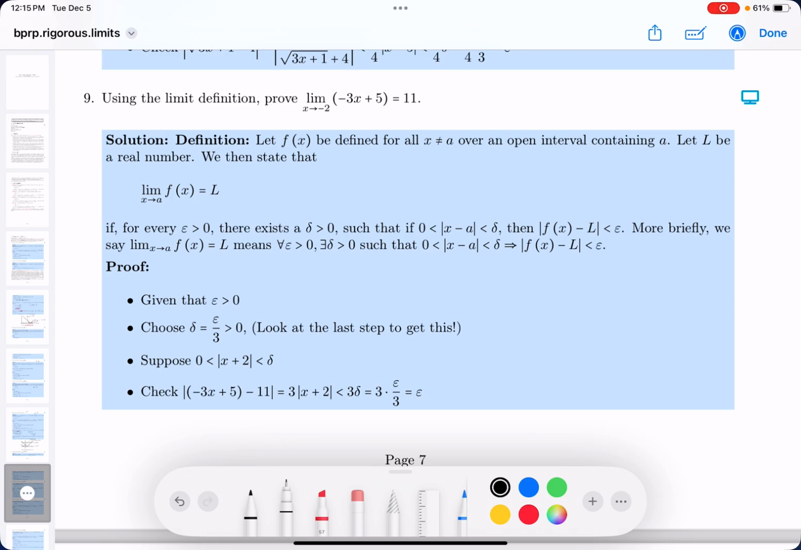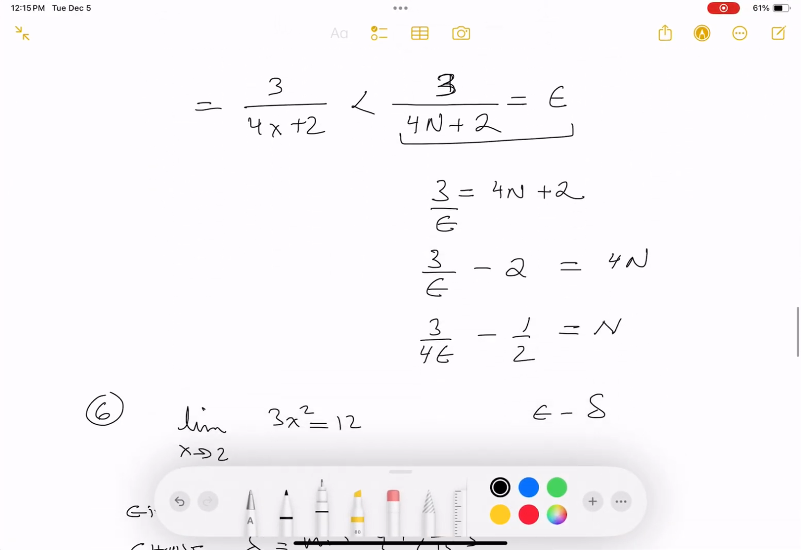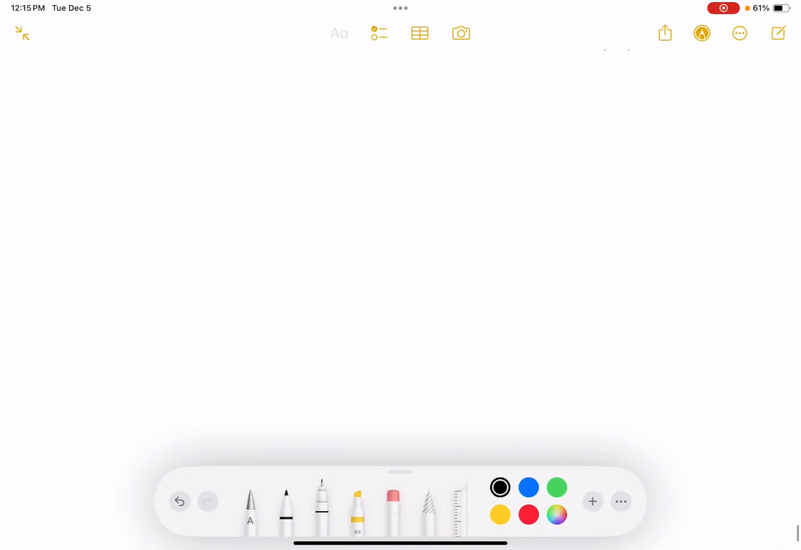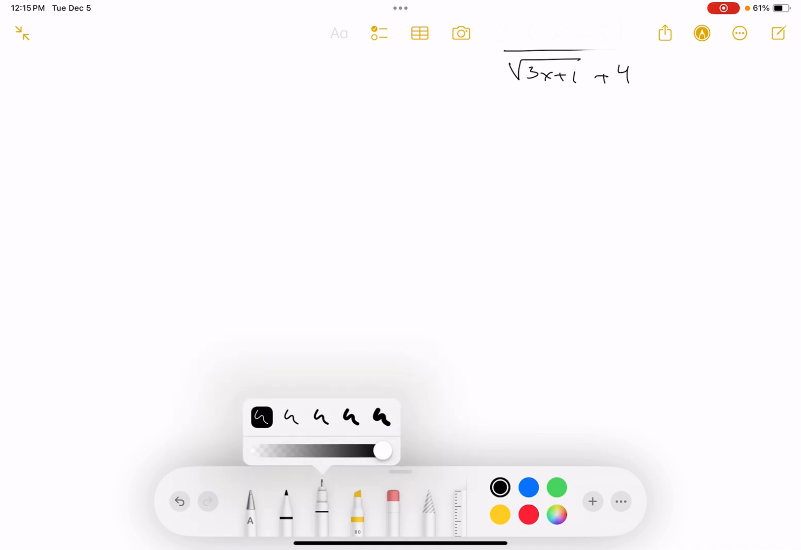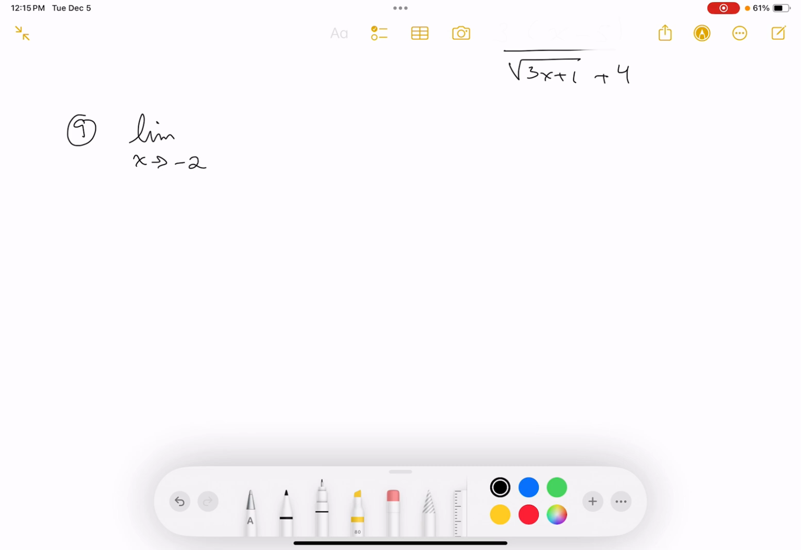So let's go to the whiteboard, and we'll write the limit down, and then we'll try to prove it using the epsilon delta definition. So again, we're on problem number 9. And number 9 is the limit as x approaches minus 2 of minus 3x plus 5 is equal to 11.